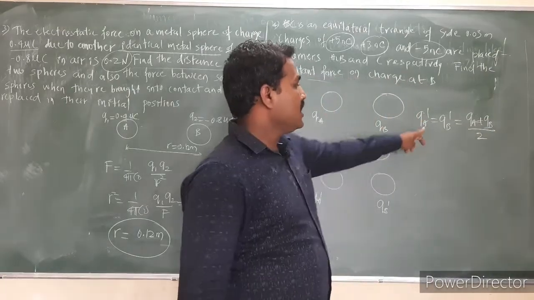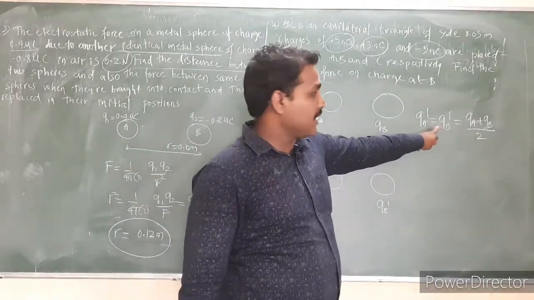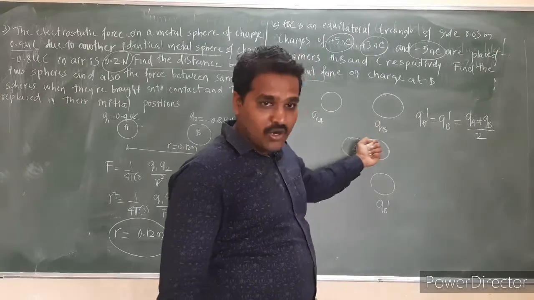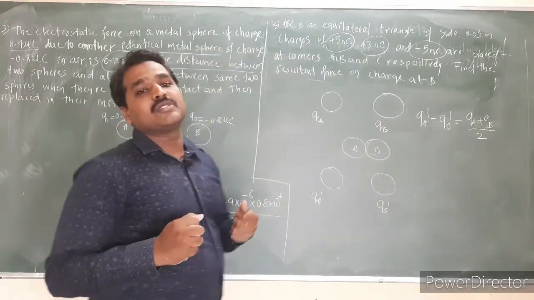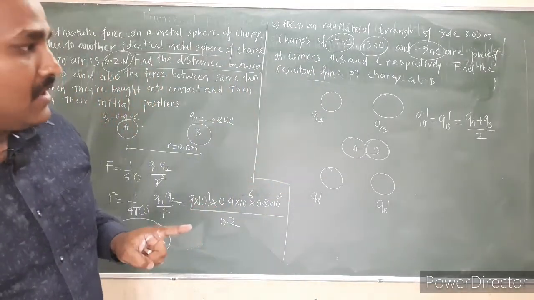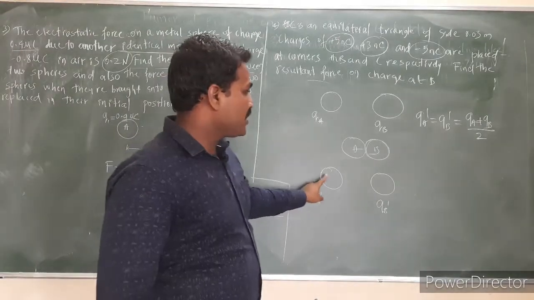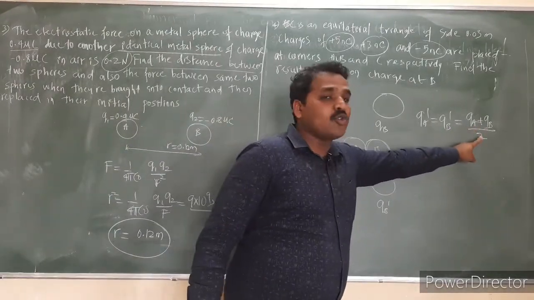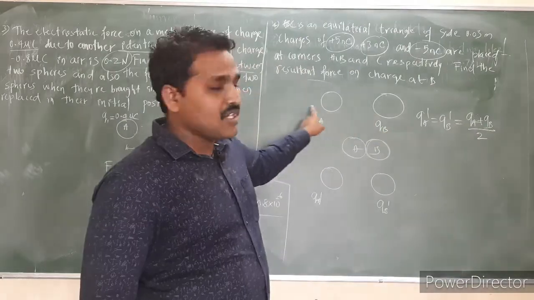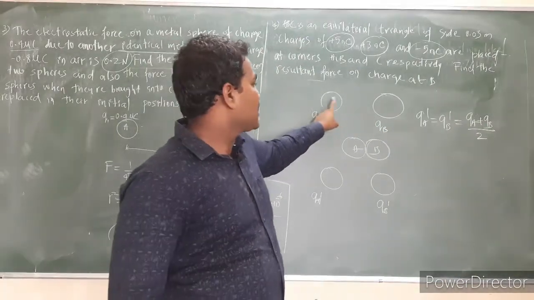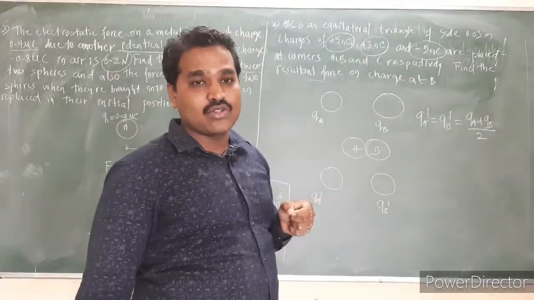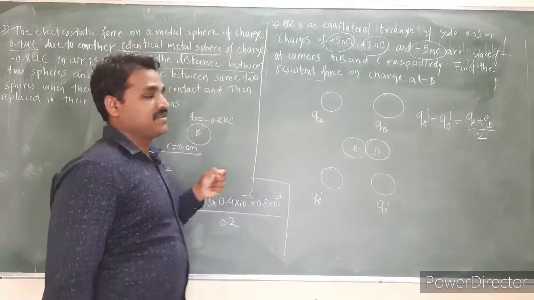So this is how the charge gets redistributed when both the spheres are brought into contact with each other and when both the spheres are separated again. The new charge on each sphere will be equal to what? QA plus QB divided by 2. For this we have the condition that both the metal spheres must be identical. They should have the same size and shape here.